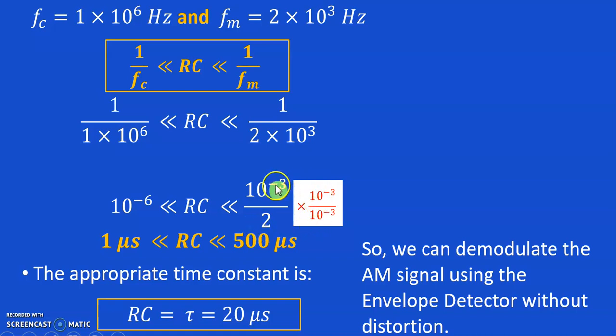So if we multiply the right hand side by 10 to the power minus 3 and divide by 10 to the power minus 3, we will get 1 microsecond much less than RC, much less than, and one half will become 5, so this value will become 500 microsecond. Then the appropriate time constant should be selected for this optimal condition. So RC should be much greater than 1 microsecond, and much less than 500 microsecond.